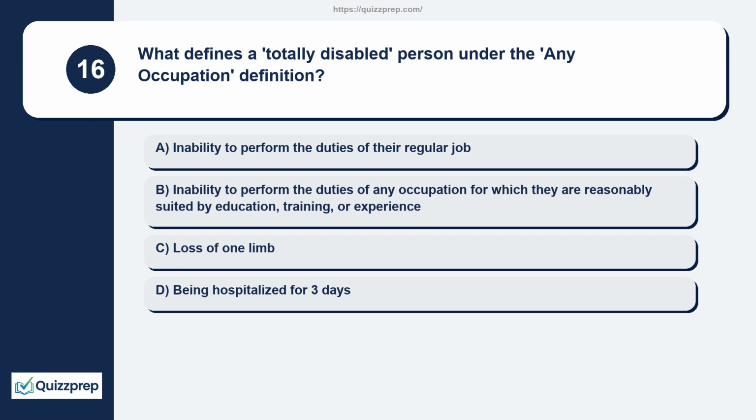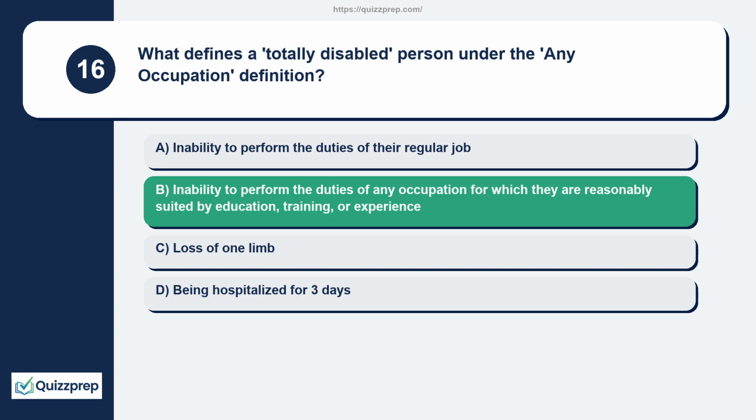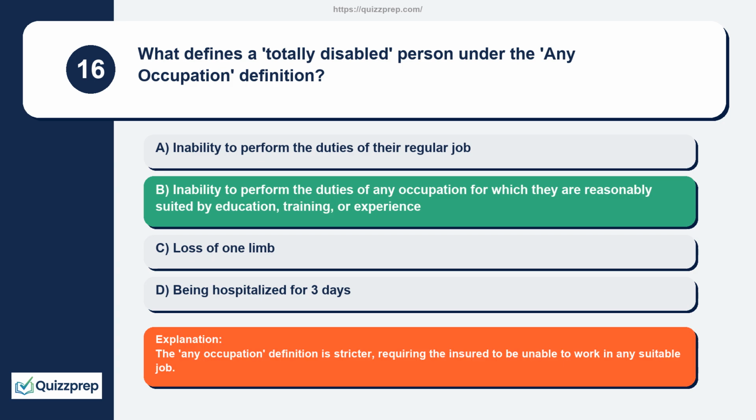Question 16. What defines a totally disabled person under any occupation definition? Inability to perform the duties of their regular job. Inability to perform the duties of any occupation for which they are reasonably suited by education, training, or experience. Loss of one limb. Being hospitalized for 3 days. Then the occupation definition is stricter, requiring the insured to be unable to work in any suitable job.